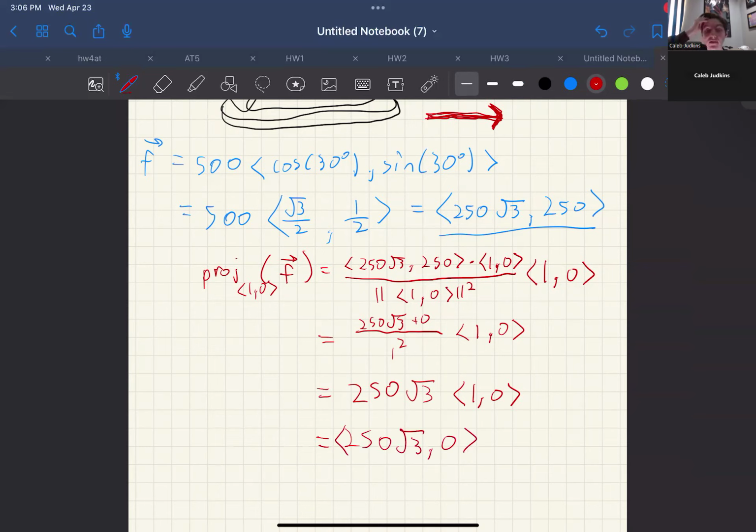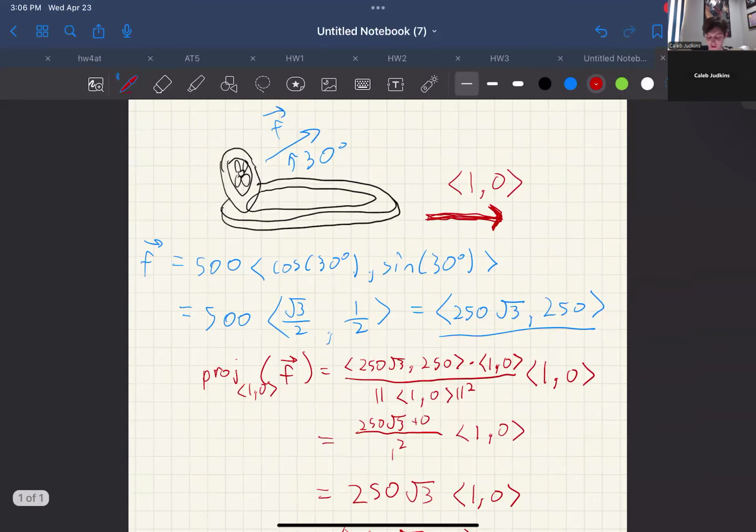So this is the force vector for how the fan is pushing us in that direction. So how much force is the fan applying in the direction of this vector?